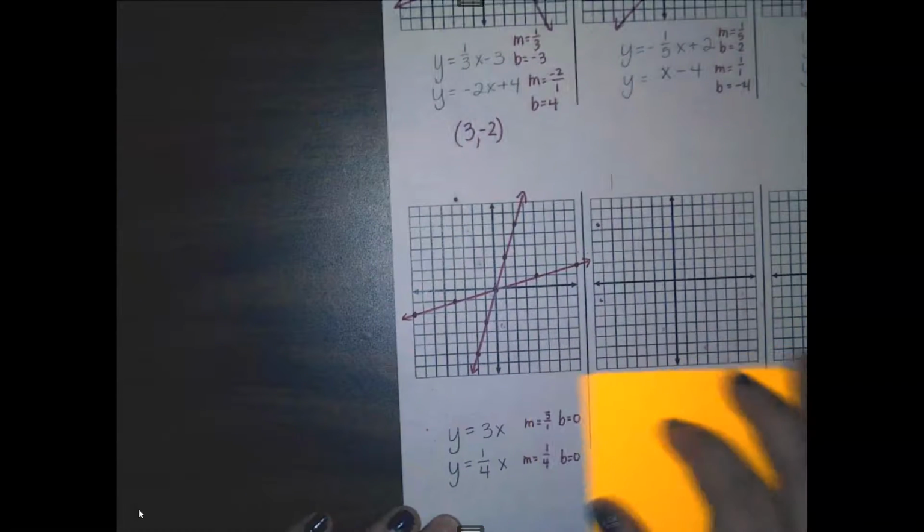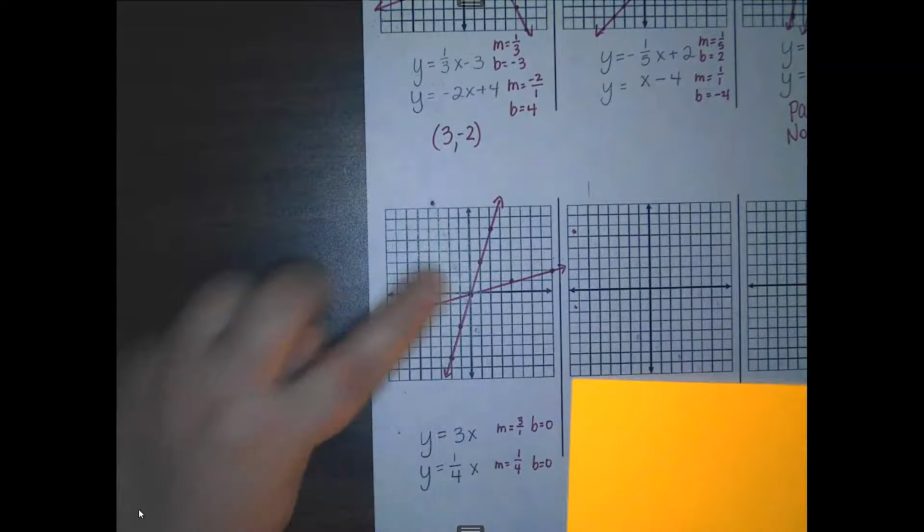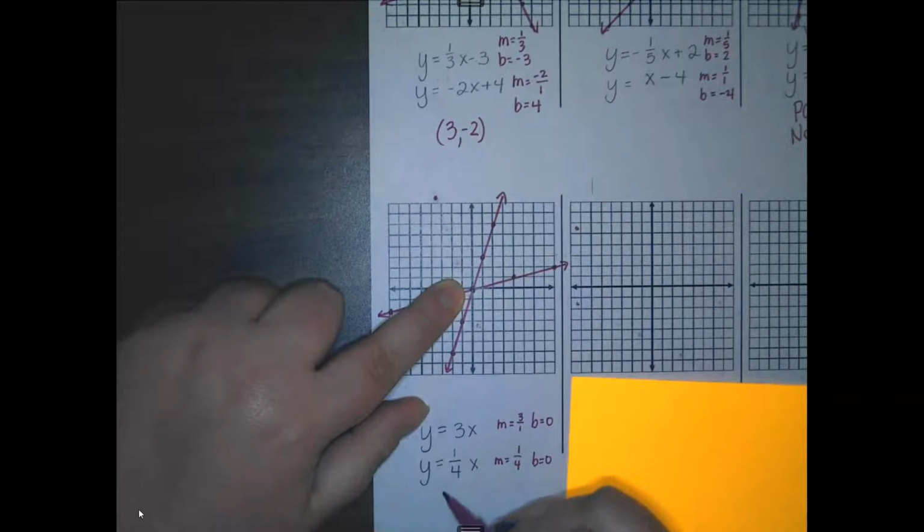If you need more time to graph them, go ahead and pause the video. If not, that's what you should have gotten. And our intersection is right there at what we call the origin, which is (0, 0).